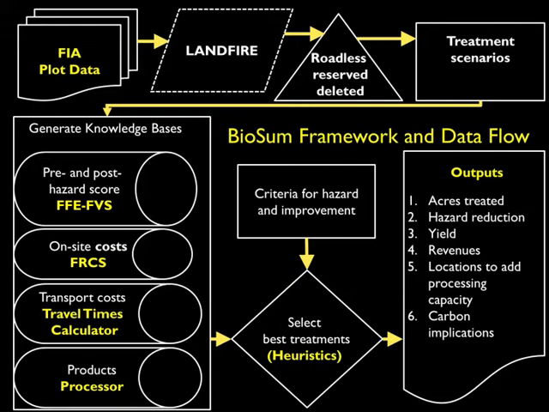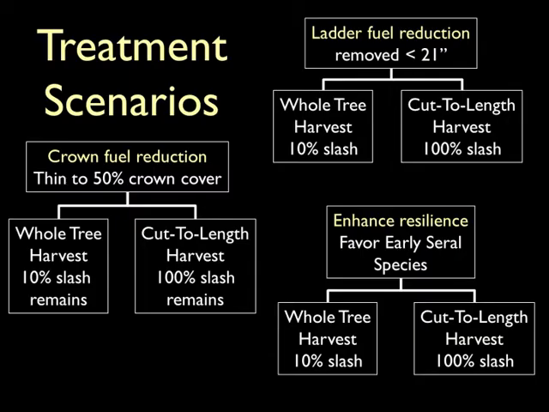So now we come to the prescriptions, and this first set, I'm calling it the first wave of treatment scenarios, were developed as a result of the manager interviews we conducted as part of the Joint Fire Science Project all over the West. And they came into 3 general categories: a crown fuel reduction, trying to get separation between the crowns; a ladder fuel reduction, where we're trying to elevate the canopy base height; and a resilience treatment, where we're favoring the early seral species over the late seral species.